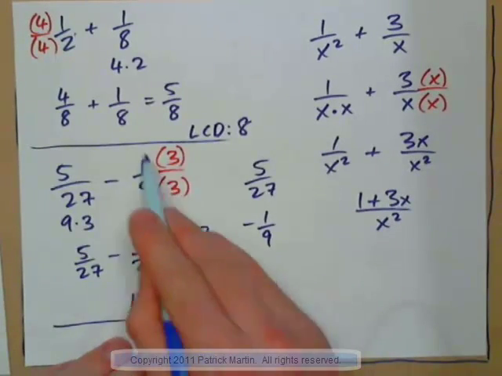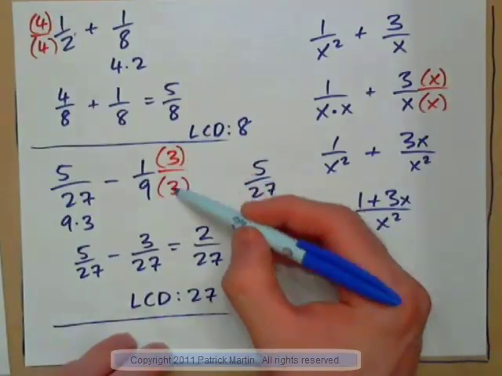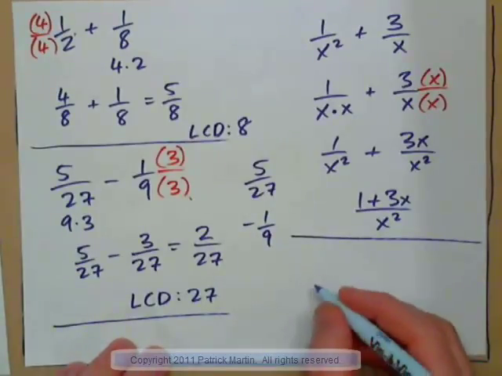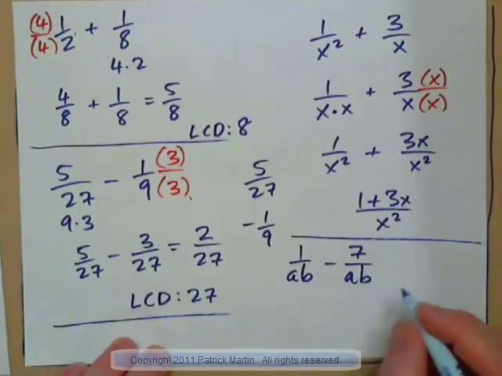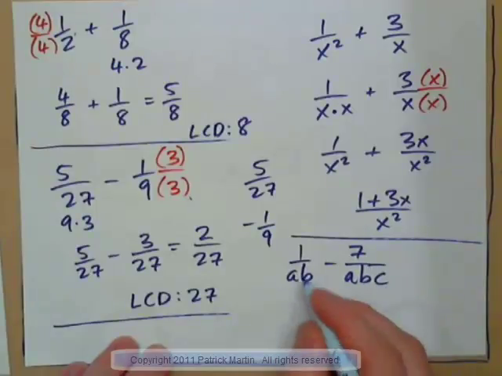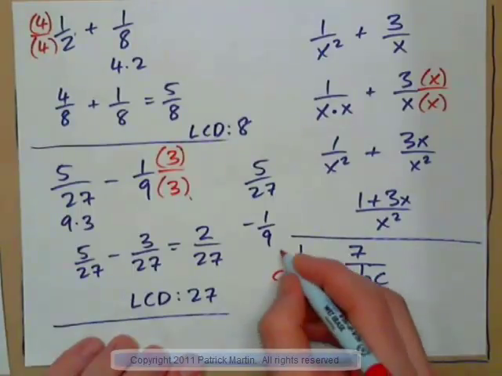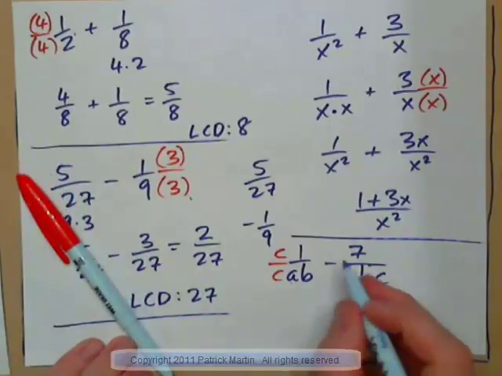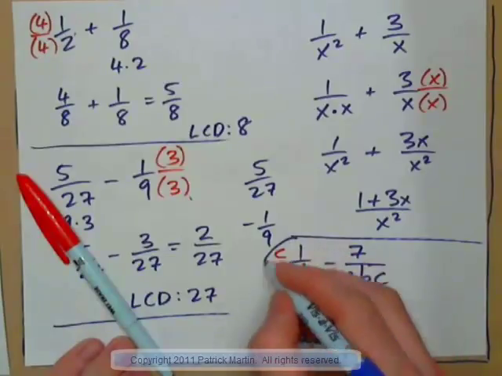But the point is, this is a good skill to use, and you need to do this in your homework, because we've got to learn how to do this technique with numbers so we can then apply it to letters. Give you another quick example. 1 over AB minus 7 over ABC. Make the bottoms the same. Multiply this by C over C. So you've got ABC, ABC, and C times 1 is C, so that's C minus 7 all over ABC. So you'll see that later.